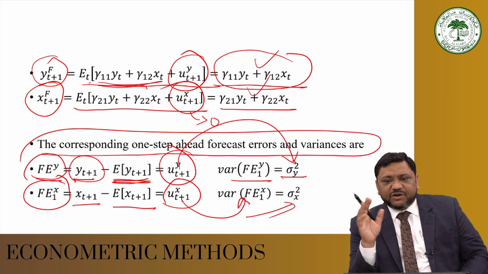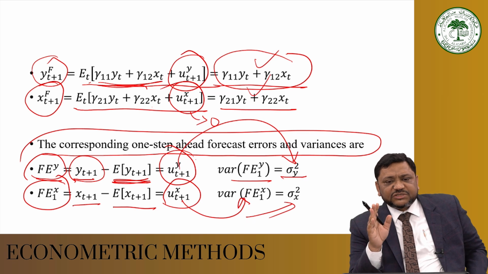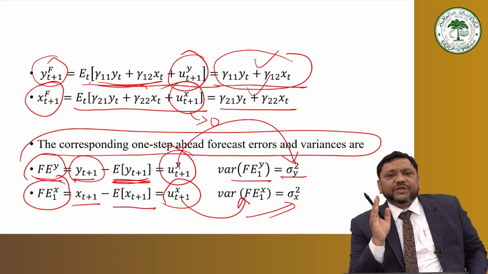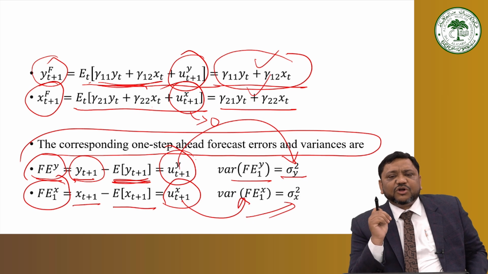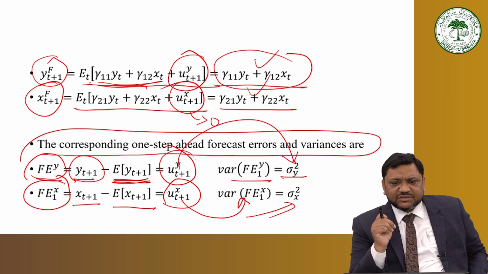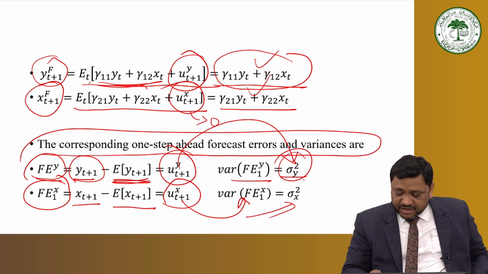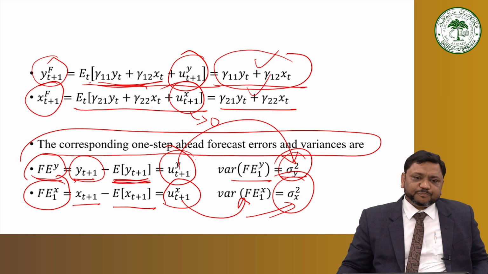So in the first period, all variation in the forecast error for y is due to its own shock. That is, 100% of the forecast error for x can be explained by its own shock.